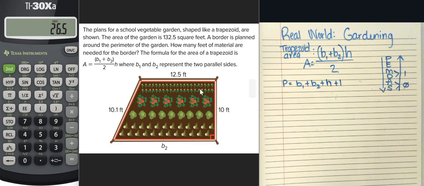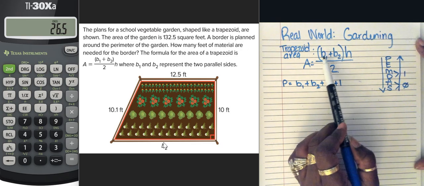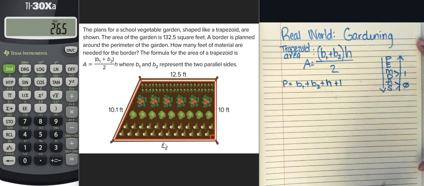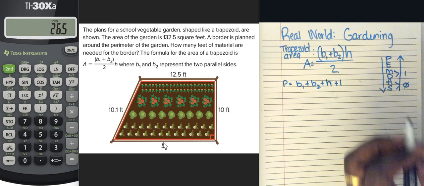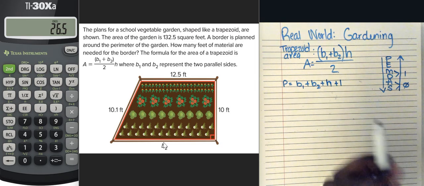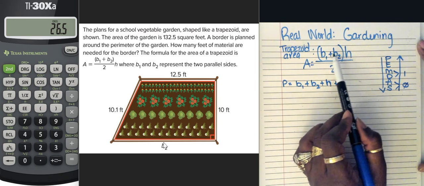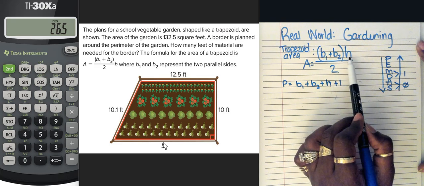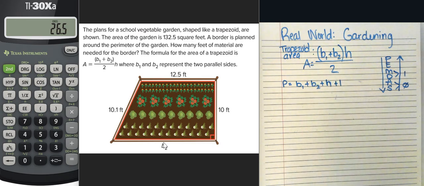But first, let's figure out, because we're missing a piece from the trapezoid. When I teach about trapezoids, I teach it where we add the bases, multiply by the height, and then divide it by 2. It's similar to how we did rectangles and triangles, where I taught base times height divided by 2. We do the same thing with our trapezoid. It is a form of a rectangle. So we just add those two bases, multiply by the height, and then cut it in half.